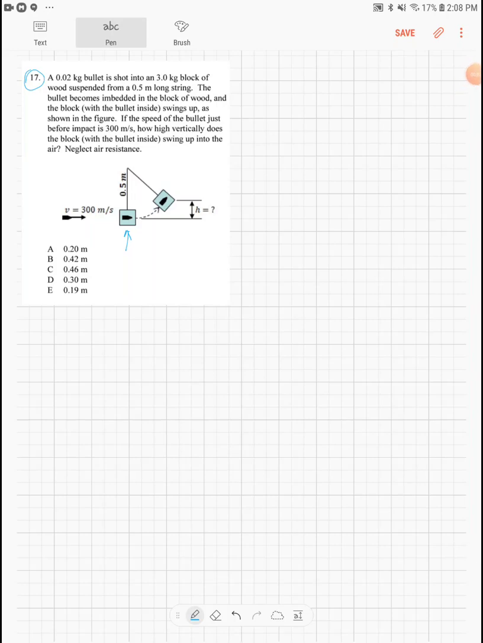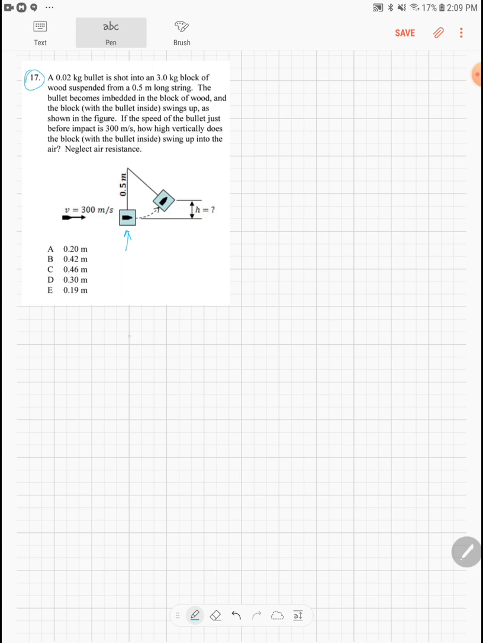Okay, finally let's consider problem number 17, which we will split into two sub-problems. In the first problem we need to find the velocity of the block with a bullet inside of it. Okay, so what happens? We have a bullet which hits the block, gets stuck in there, and then the bullet and the block move together. So we want to find the velocity of the block just after this collision.